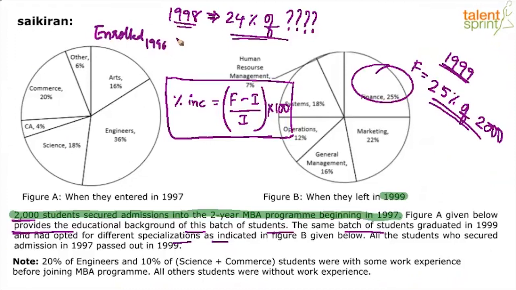Enrollment in 1996 is equal to what? Is that known to us? No. Can we take the same 2000? No. Is it given that every year there will be 2000 students? No, it's not given anywhere. What is only talked about here is that 2000 people got secured admissions in this program. Maybe in 1996 it was less than 2000, more than 2000, some value.